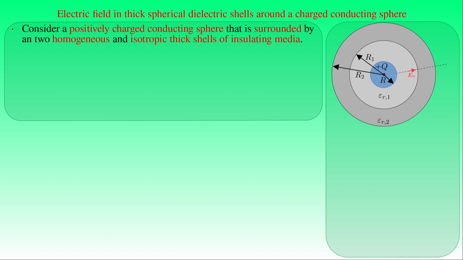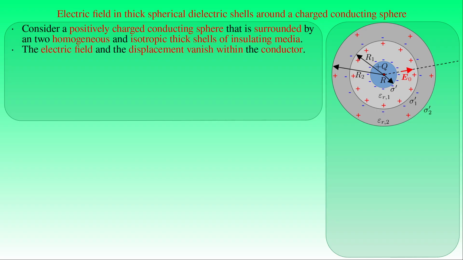In a vacuum the charged sphere produces the spherically symmetric electric field E naught pointing outward outside the sphere. Inside the conducting sphere the electric field and the electric displacement vanish. The electric field polarizes the dielectric shells that produces the surface charge densities sigma prime 1 and sigma prime 2 over the boundaries of the thick shells.